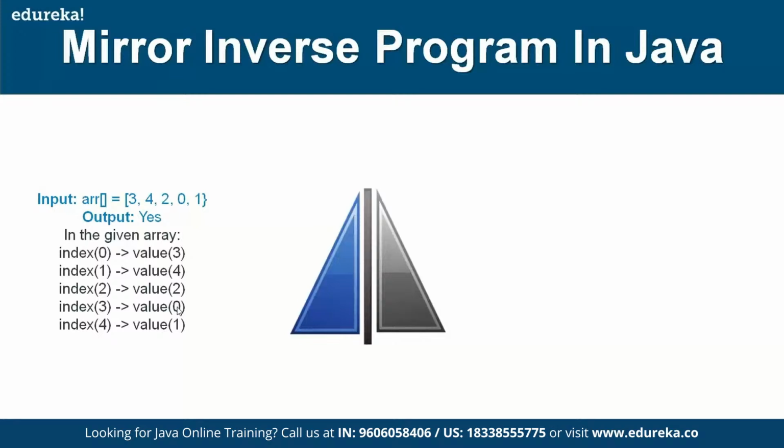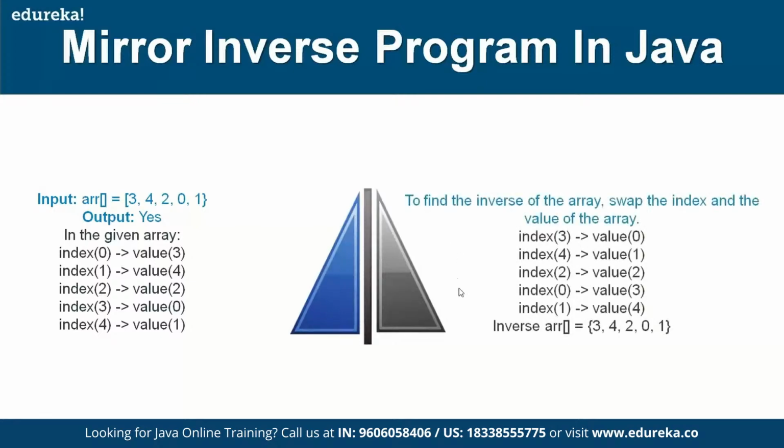Index of 0, value 3. Index of 1, value 4. So reverse. Index and value we are interchanging. That is what we talk about as mirror inverse. To find the inverse of the array, swap the index and the value of the array. Just interchange that.